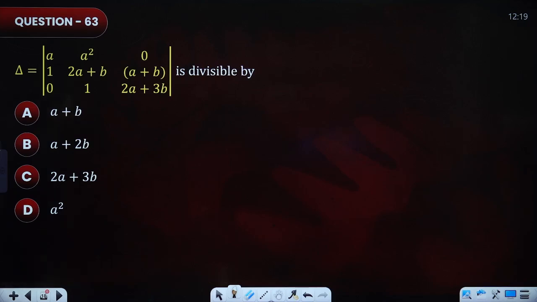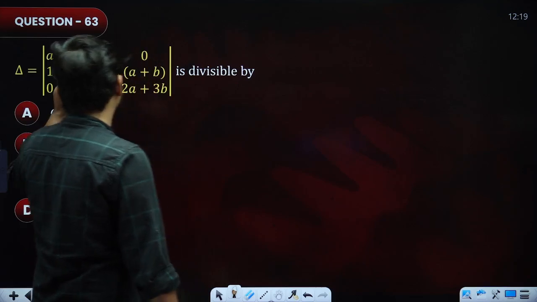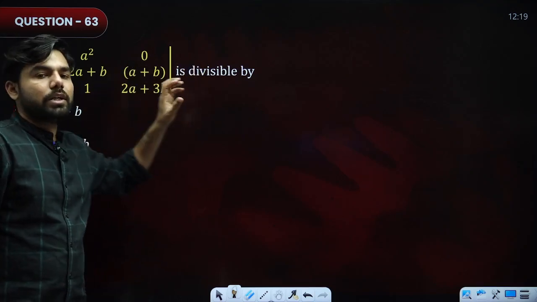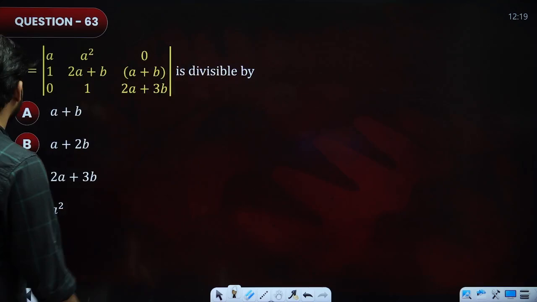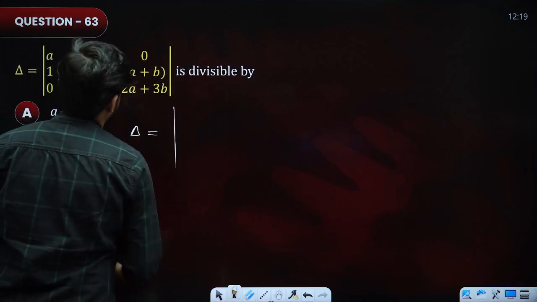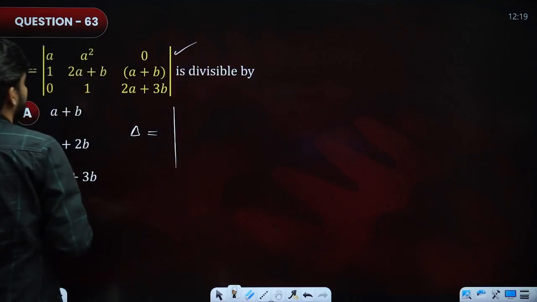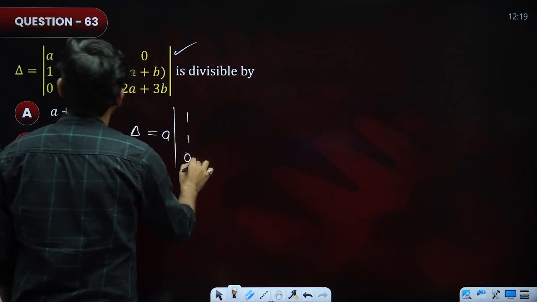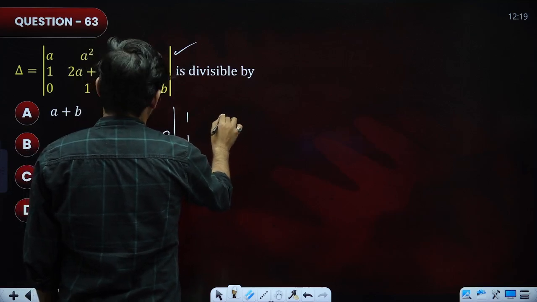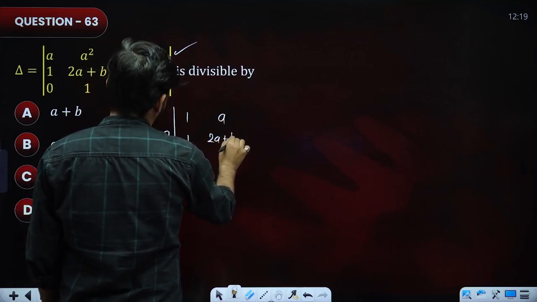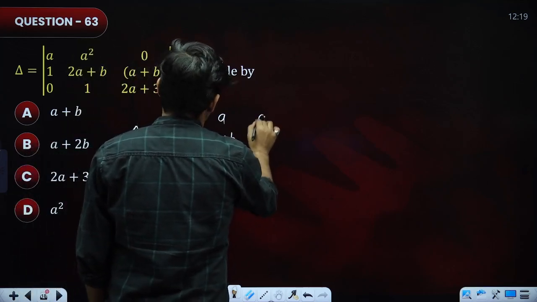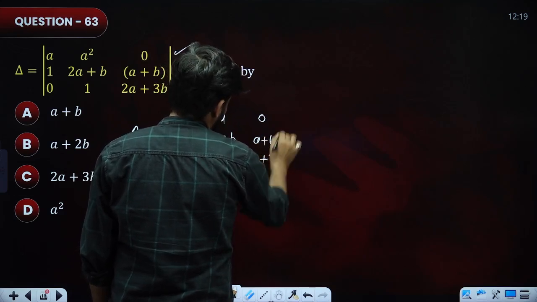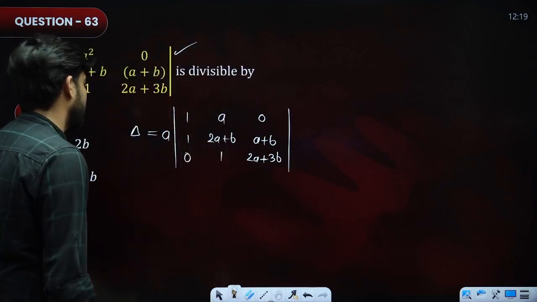Now in the next question, we have to find the value of this determinant, which is divisible by which of the given options. Okay. So first of all, look at your first row. We can take a common, so we can write 1 1 0. Then a, 2a plus b, 1, 0, a plus b, 2a plus 3b.